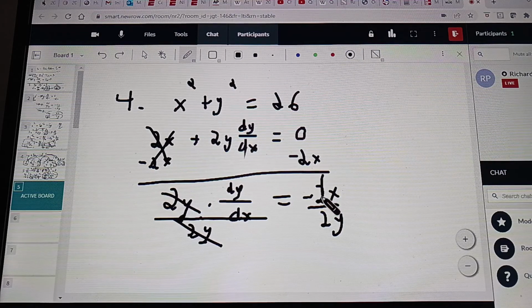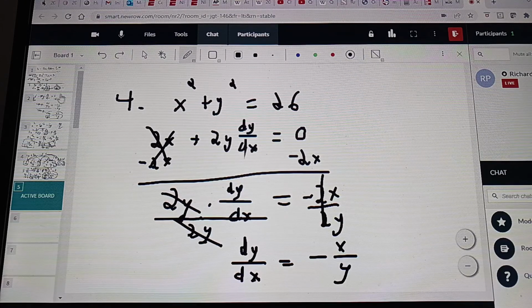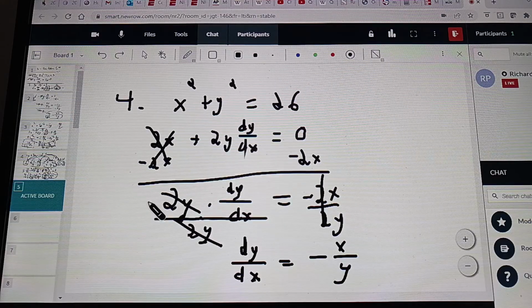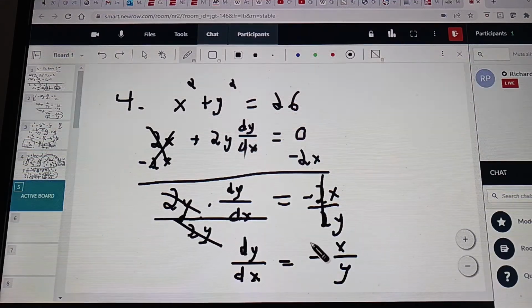The 2's even cancel. So the derivative of y with respect to x is negative x over y. This is how problems 1, 2, and 3 went. In fact, that was very similar to number 1, where I got a 3x over 5y. Okay, so that's the derivative of y with respect to x.